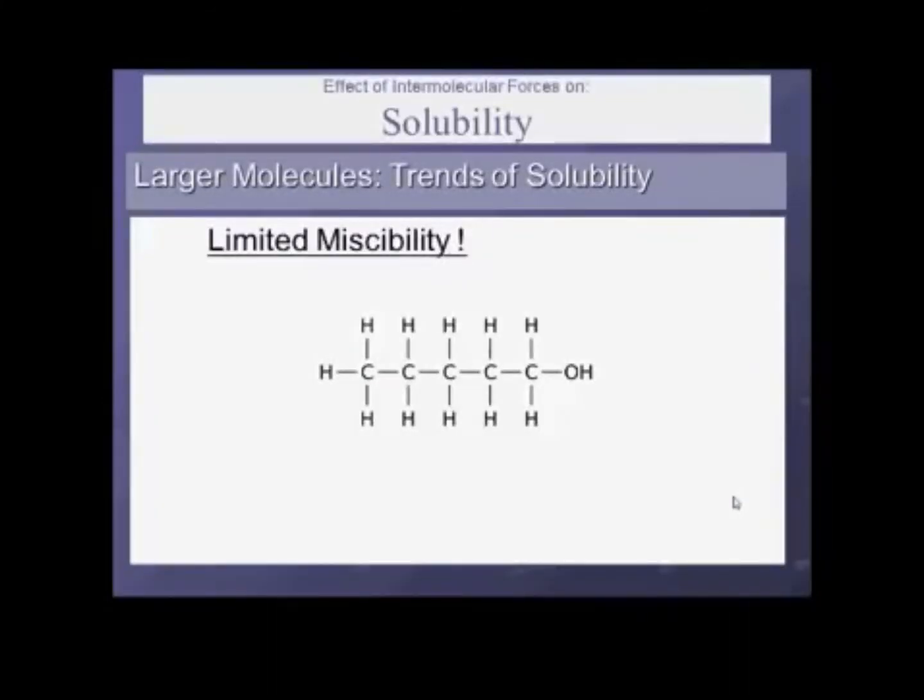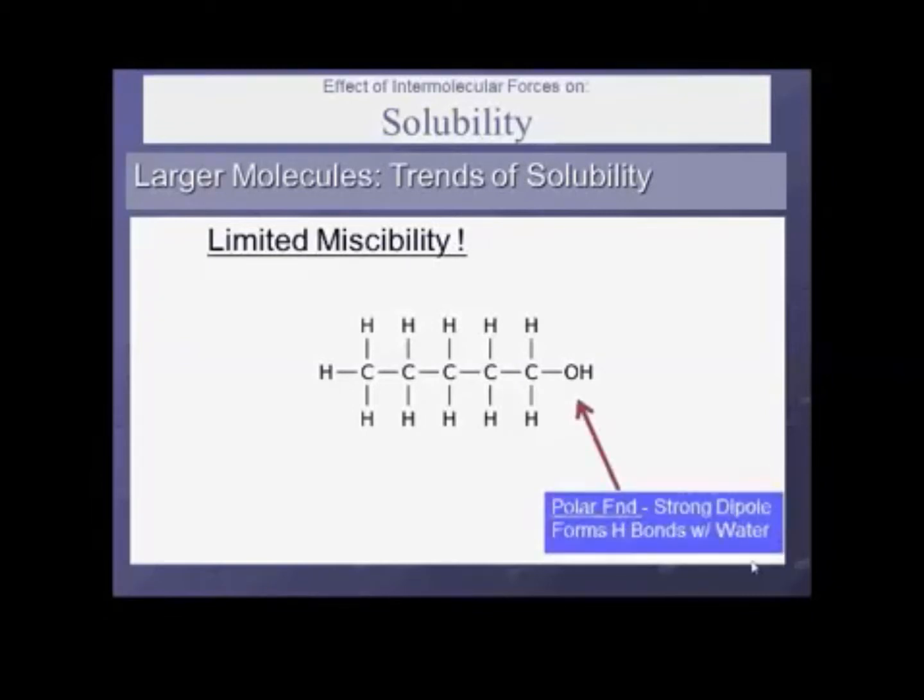Finally, I want to take a look at some larger molecules. We looked at some smaller, simpler molecules up to this point, where it's just got a polar side, with a partial negative and a partial positive on it. But here's a little more confusing situation. Here we have some pentanol, or pentyl alcohol. And you can see we have an alcohol group, that OH there, which is going to be a polar end. There'll be a pretty large dipole on that because of the hydrogen bonded to the oxygen.